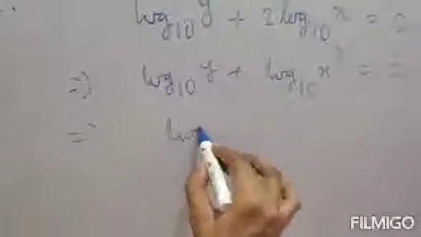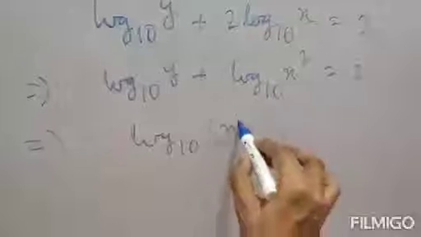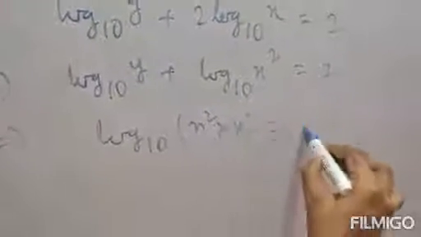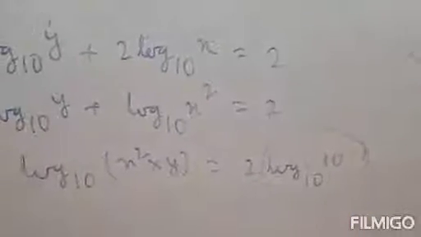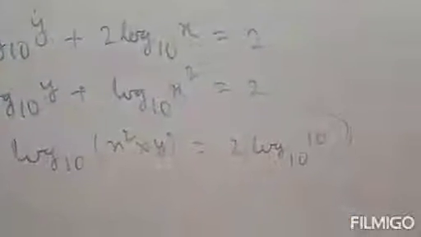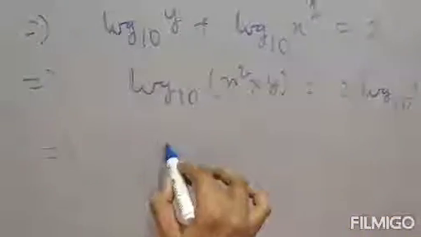Clear? Now apply the product law, that is x square into y. This is 2. Also we can write 2 as log 10 base 10, because log of 10 to base 10 is 1. So 2 into 1 becomes 2. So we can write log 10 base 10. Clear? Now cancel the logs on both sides. So it will be x square y equals 10 to the power 2.